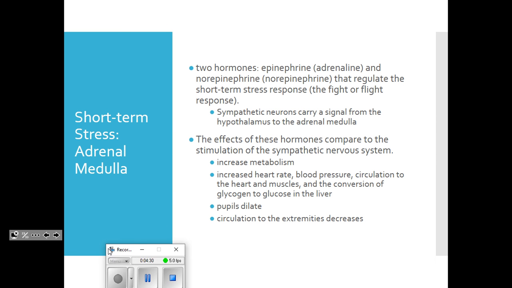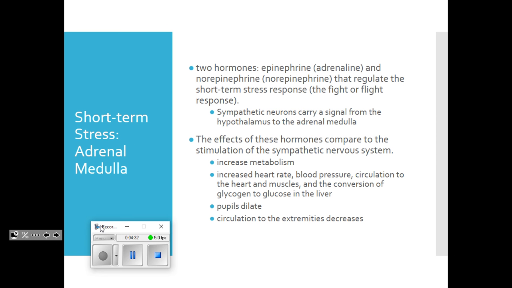Now, if we consider short-term stress first. Short-term stress is stress that doesn't last a super long time. Short-term stress is carried out by your adrenal medulla. That's the middle portion. And here's how it works.